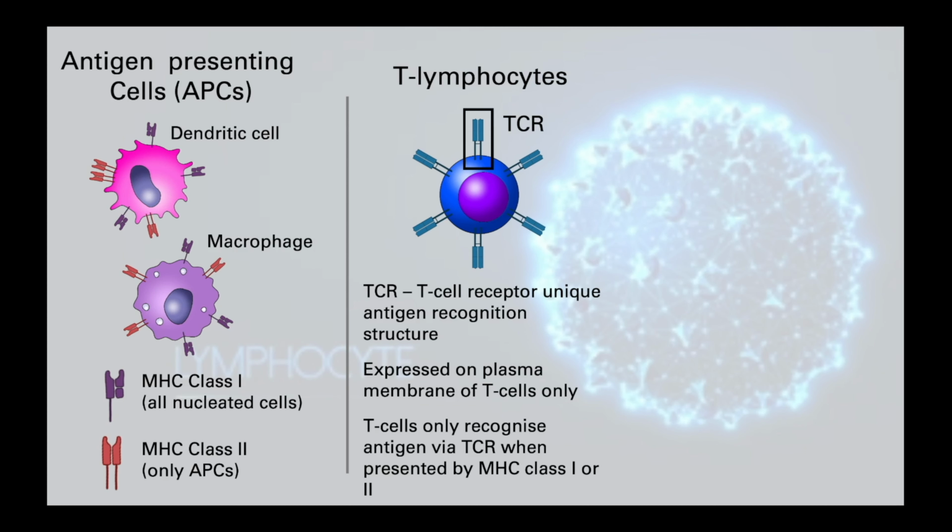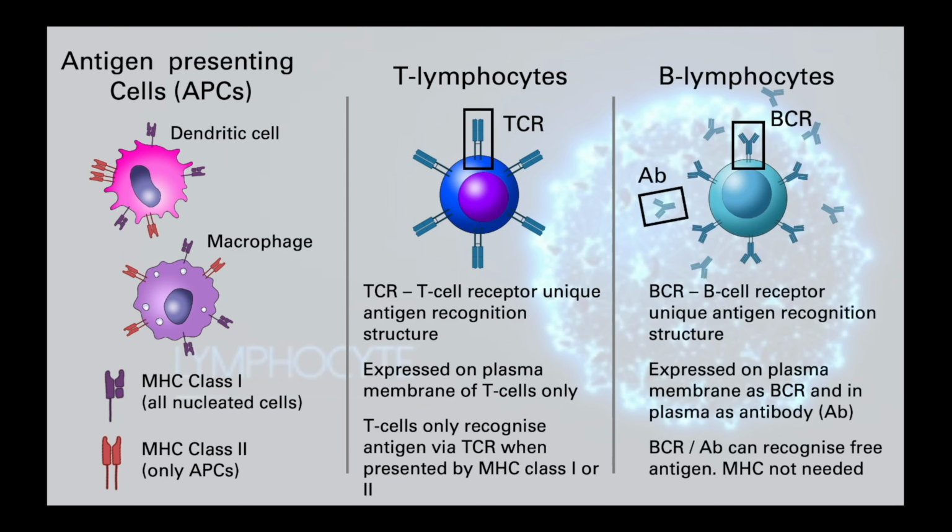T lymphocytes have a unique antigen recognition receptor on their surface called the T cell receptor, or TCR, and only T cells express this receptor naturally. T cells recognize the antigen that they are specific for, or their cognate antigen, via this TCR, only when it is expressed via MHC. The T cells are unable to recognize free antigens. They have to be associated with the MHC class I or class II molecules on these antigen-presenting cells.